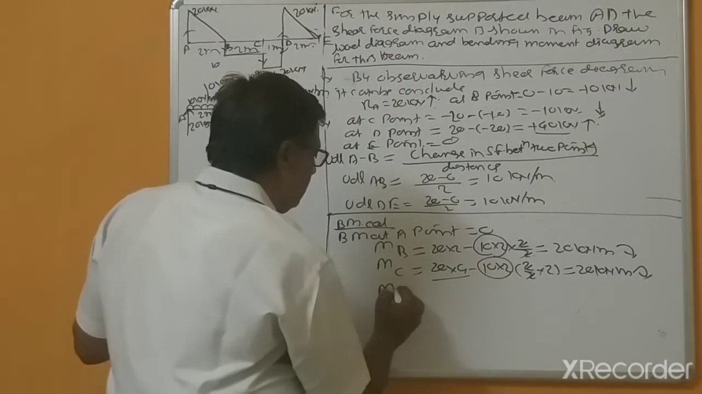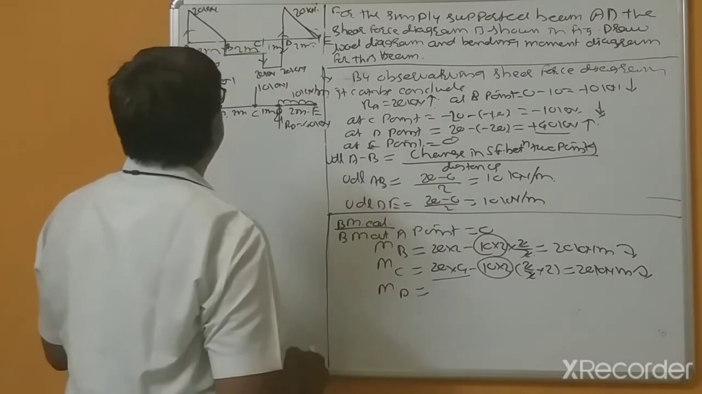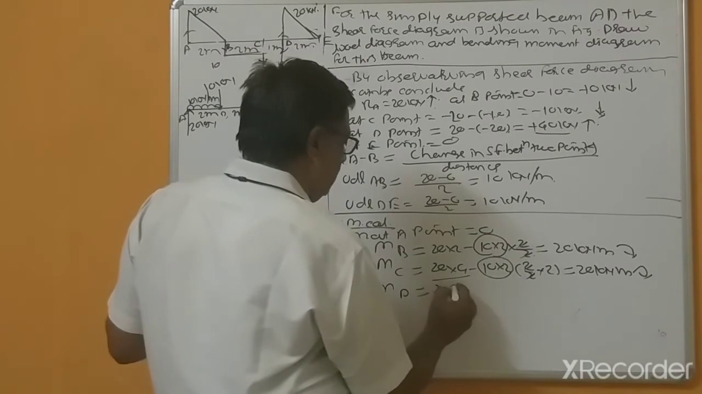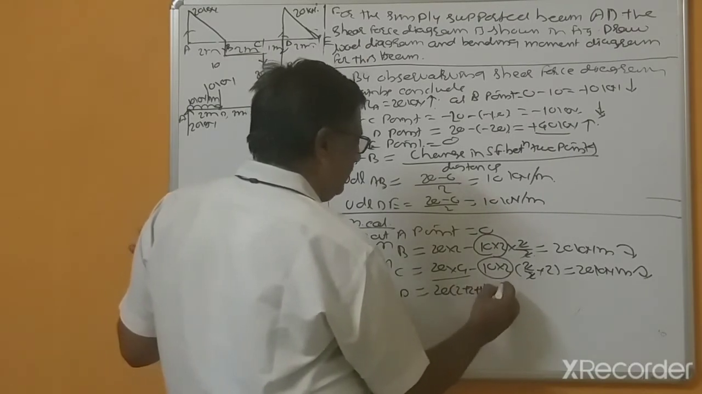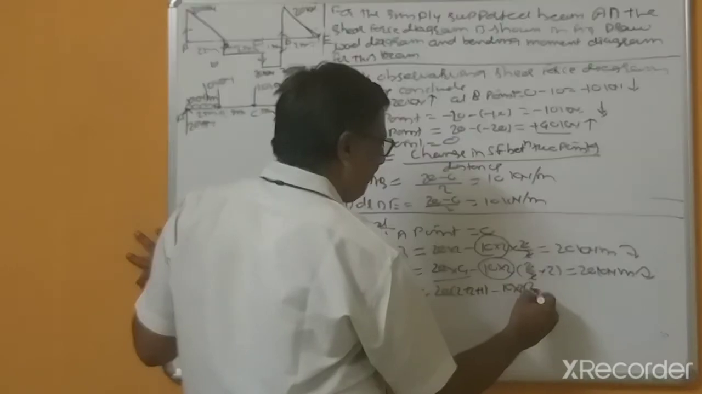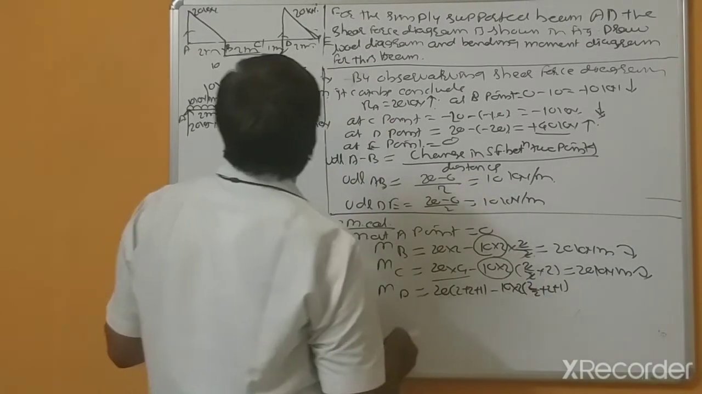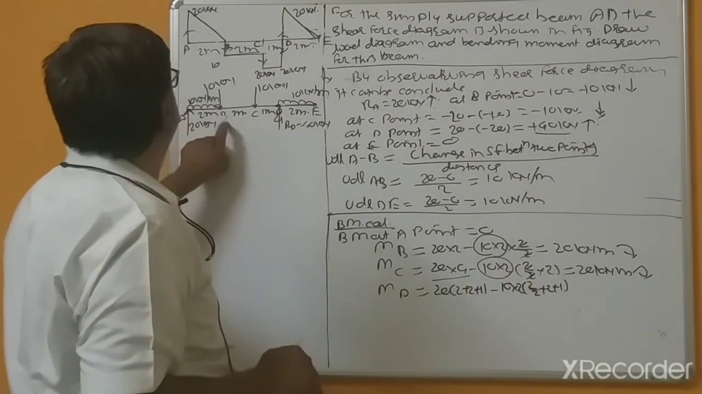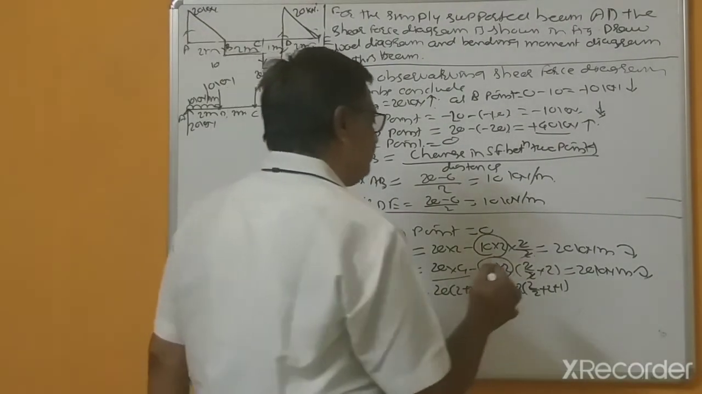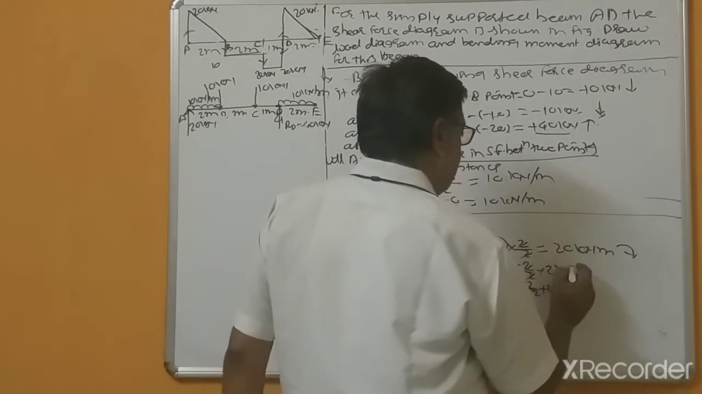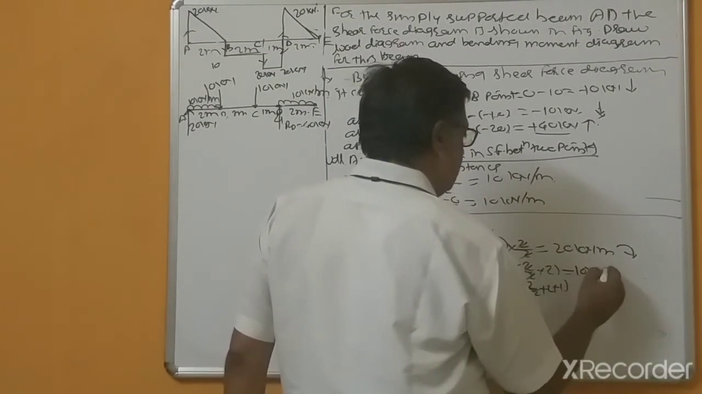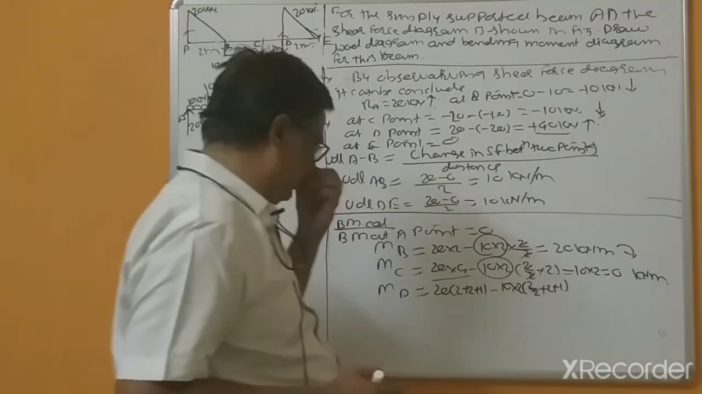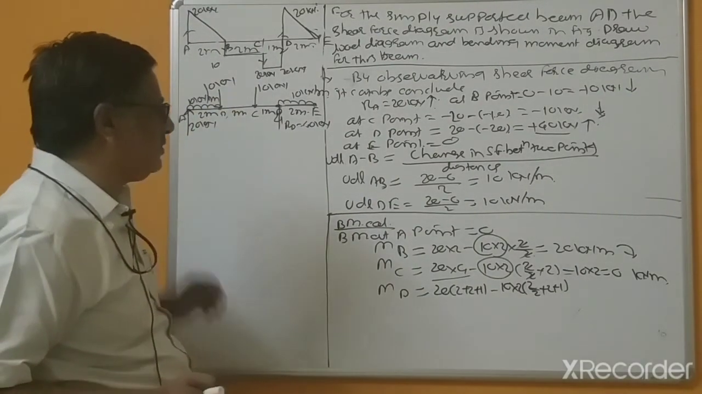Bending moment at D point. Distance increases 1 meter. 20 into 2 plus 2 plus 1, 10 into 2, 2 plus 1, and here an additional one moment, that is 10 into 2. So this is equal to 0 kilonewton meter, because this is anti-clockwise moment.